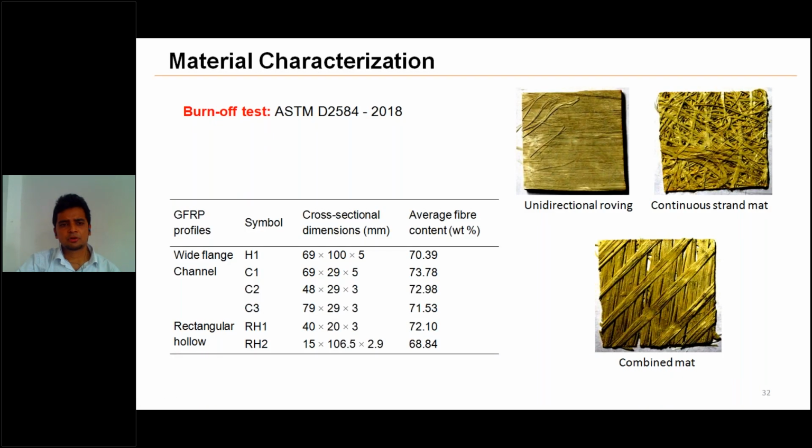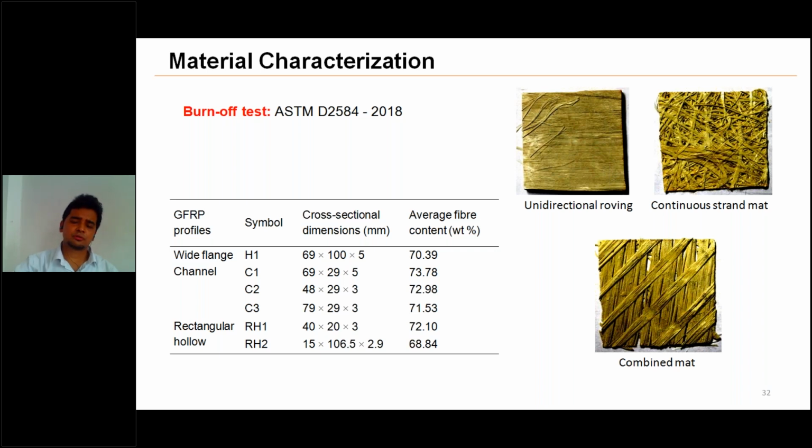Then burn-off tests were conducted. These tests were conducted mainly in order to find out what type of fiber architectures the manufacturers were using to manufacture the FRP profiles. During the burn-off test, we made specimens of size 25 mm. Then we heated them up to 565 plus or minus 25 degrees centigrade for around 6 hours.